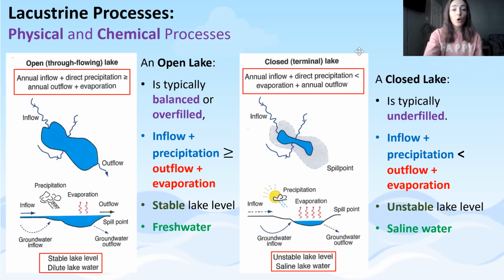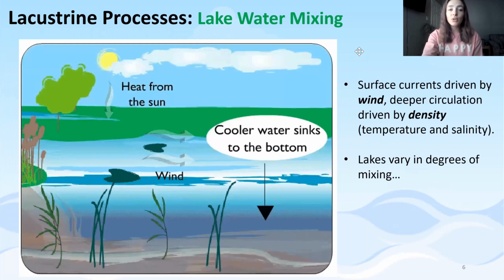Some examples of open lakes versus closed lakes include the Great Lakes, which are great examples of open lakes. They have input that exceeds or is equal to their output. And the Great Salt Lake in Utah is typical of a saline lake where evaporation exceeds the input. Now we'll go into some more lacustrine processes.